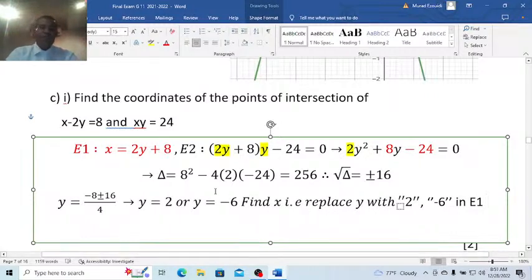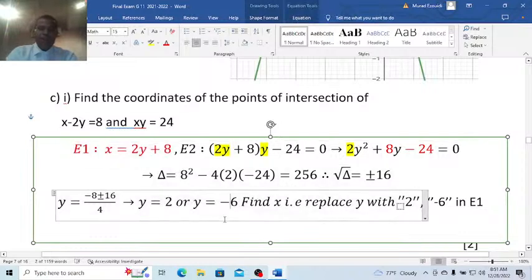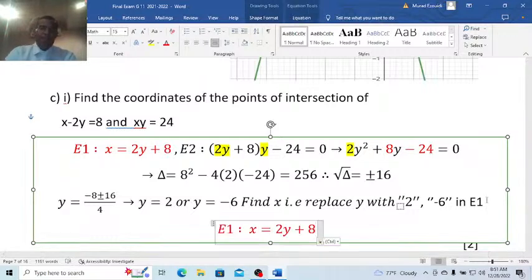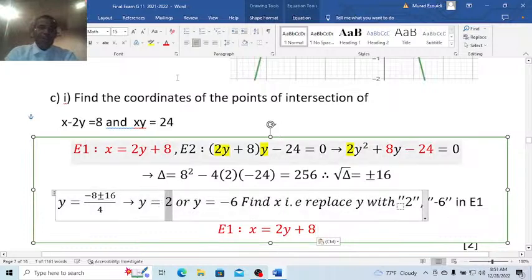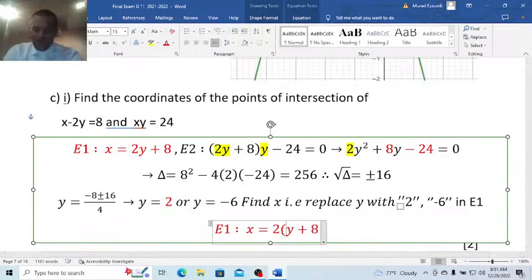Equation 1 told us that exactly this is my equation. I will write it down here. It will be x equal 2 times 2. 2 times 2, learners, is 4, plus 8 gives 12.